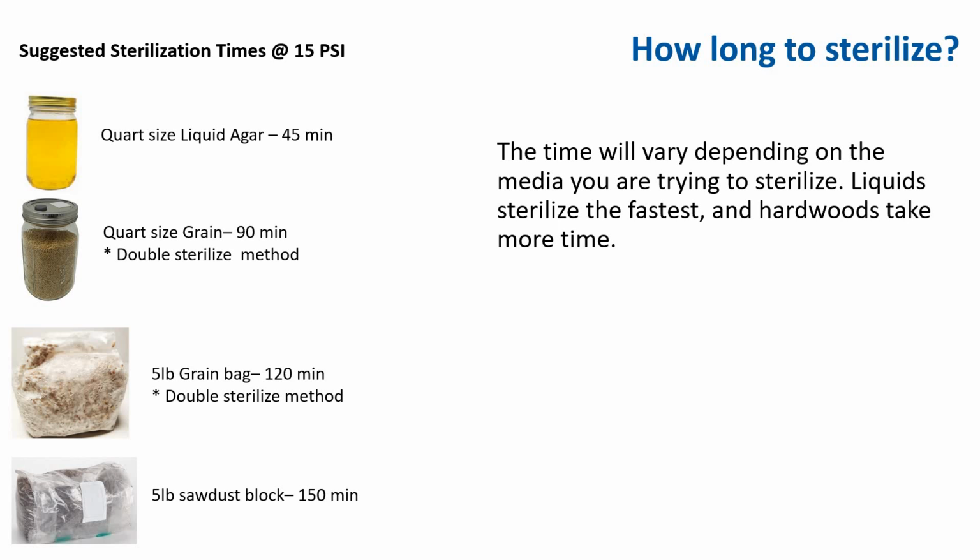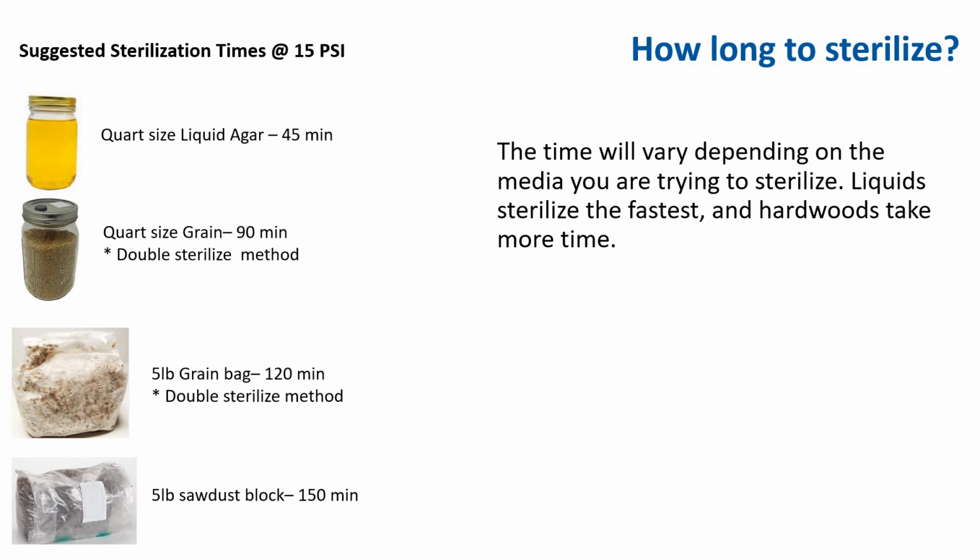Most substrate, grain, and agar need a pressure of 15 psi, or pounds per square inch, in order to completely kill off any potential contaminant. At this pressure, steam reaches a temperature of 121 degrees Celsius or 250 Fahrenheit. The time will vary depending on the media you are trying to sterilize. Liquids sterilize faster and hardwood takes more time.